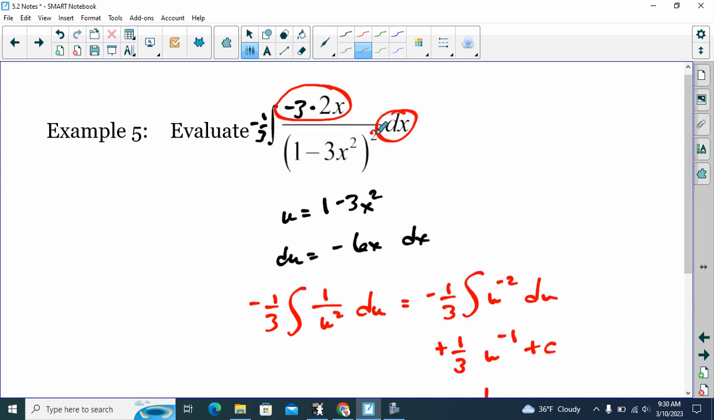If we were missing this 2 right here, if that was not there, now that's when we integrate, we would have a natural log in that case.